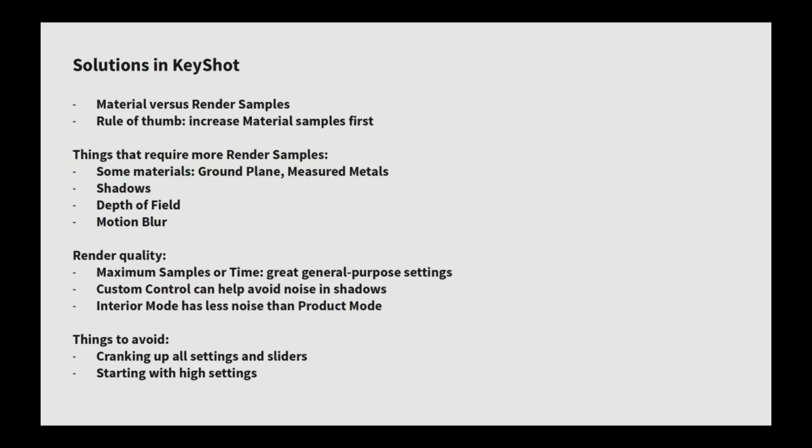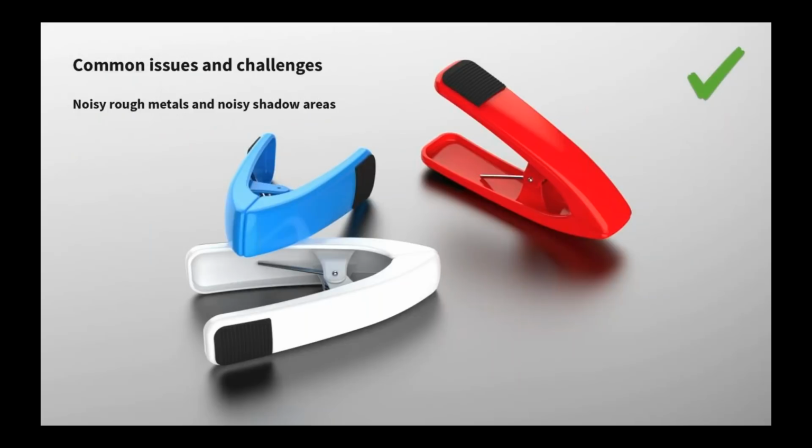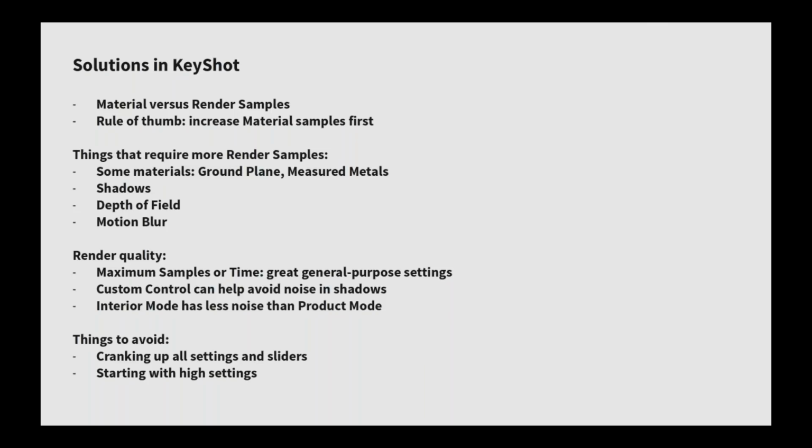We have in KeyShot a few different render quality settings. We have maximum samples or time. That's a great general purpose setting that will work for most any scene. But in cases where you run into these noisy occluded areas, it can make sense to use custom control instead. That can really be helpful in dealing with those tricky shadow areas. And then it can also make sense to experiment with interior mode, because it has less noise than product mode. And I will show how you can utilize that capability as well.